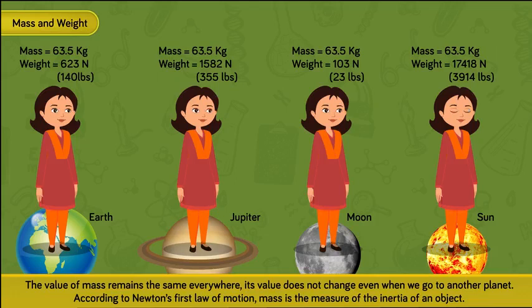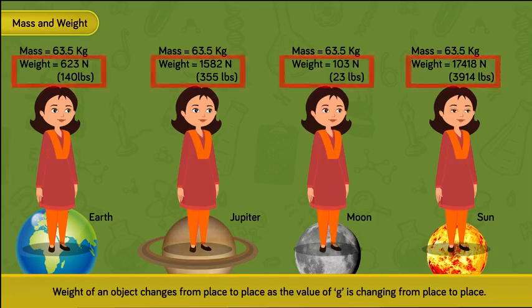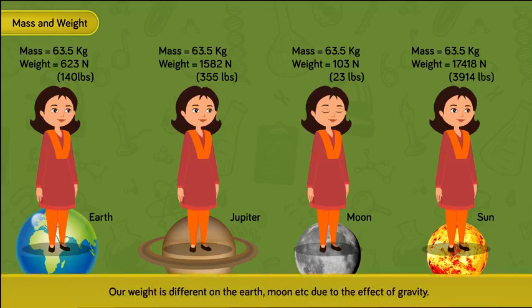According to Newton's first law of motion, mass is the measure of the inertia of an object, whereas the weight of an object changes from place to place, as the value of g is changing from place to place. As seen in the picture, weight is changing as we change the planet or satellite, but the mass remains the same. That means our weight is different on the Earth, Moon, etc. due to the effect of gravity.